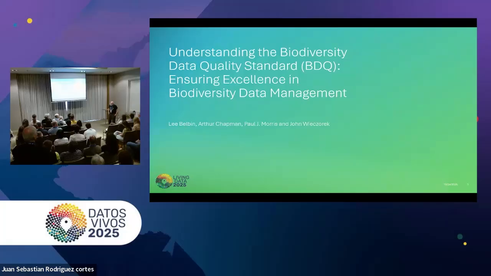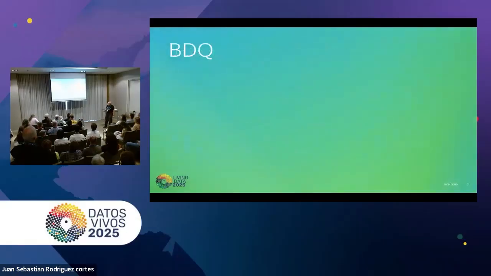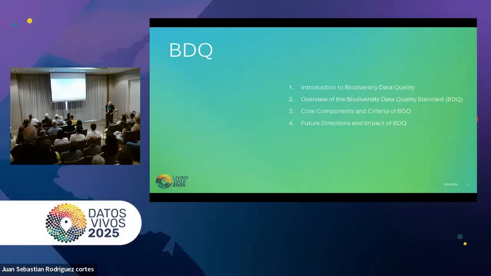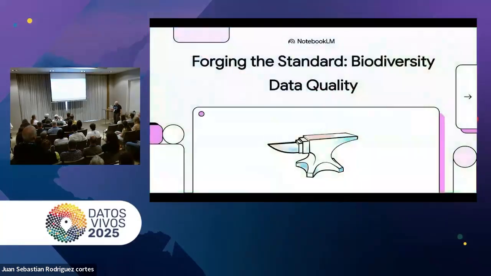Good afternoon, everybody. Here we come to near the end of the week, and we've come to probably one of the most important topics, biodiversity data quality. We've just created a standard, or proposed standard, that we've been working on for about 11 years. So we'll give a brief introduction and overview of the data quality standard, the core components and criteria, and future directions. And we've got AI to do it for us.